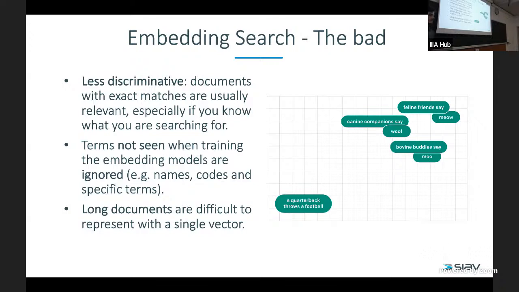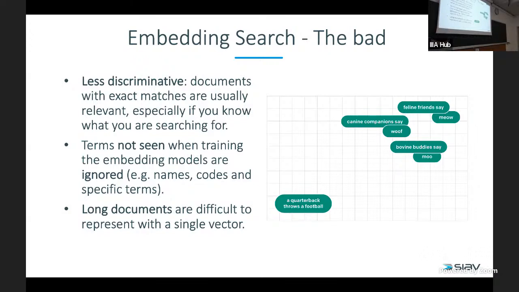The second very relevant issue, and the one which is blocking for us, is that terms which are not seen when training your embedding models will just be ignored, or will be treated as noise in the worst case. And this is a very relevant issue, because in particular in a business scenario, you are often searching for things such as names, codes, and specific terms for the field. If you have a very technical domain, you might not get all of the specific terms that a user might be searching for. So ignoring them would likely result in very bad search results for the users.